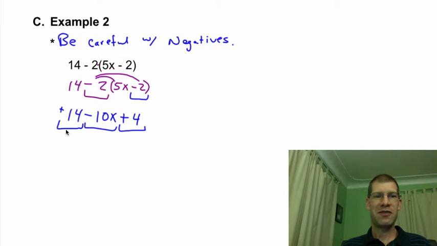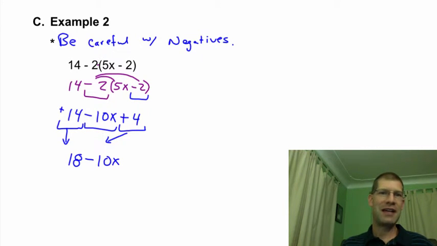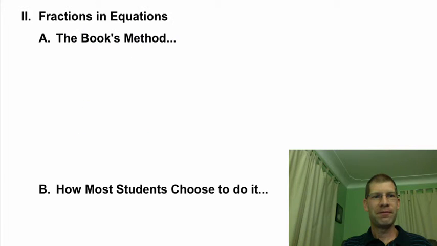But we have a positive 14. We're going to combine that with a positive 4, which gives us a positive 18. And then we have this minus 10x. So that would be the simplified final answer for example 2. That's the distributive part.